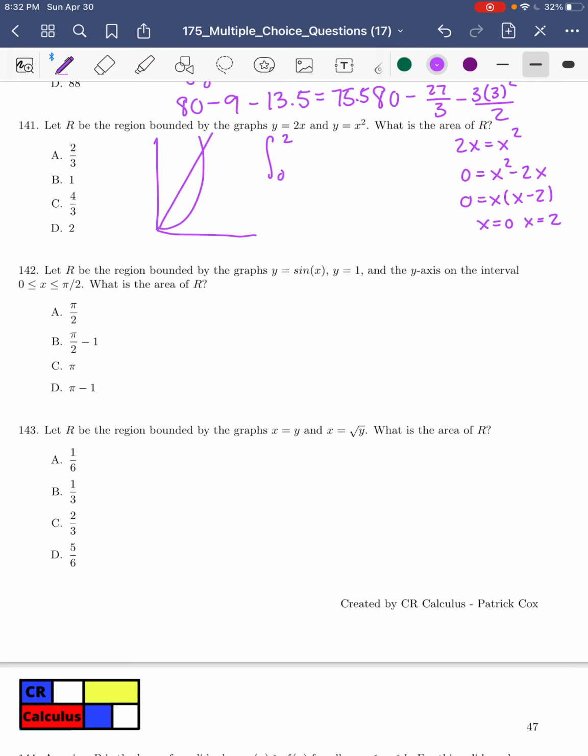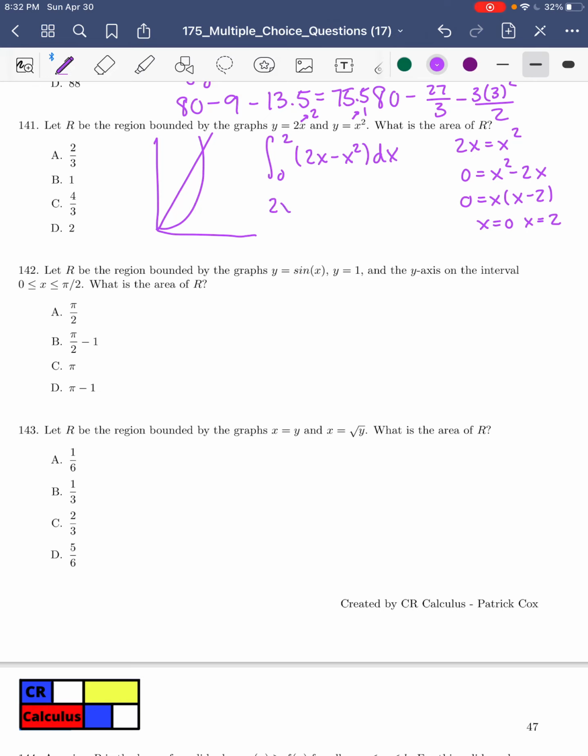And then if we're unsure which one's on top, let's plug in a 1 here. So 2 times 1 is 2. 1 squared is 1. So 2x should be on top. My picture says that. And then I'm just going to do top minus bottom. So 2x minus x squared dx. Remember, area is just top minus bottom. You don't have to do anything crazy.